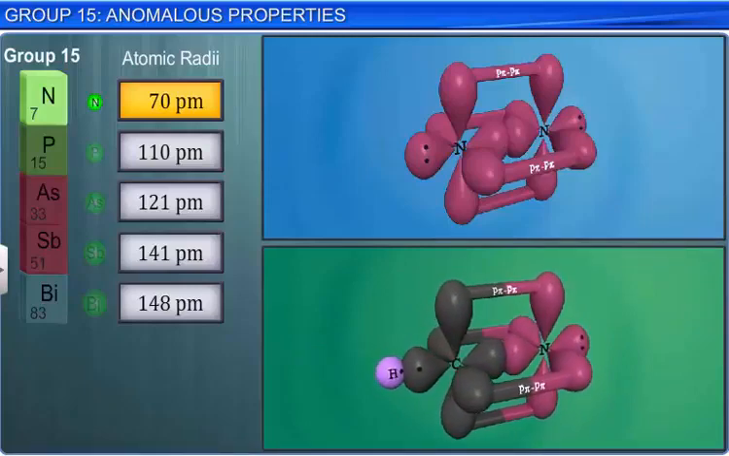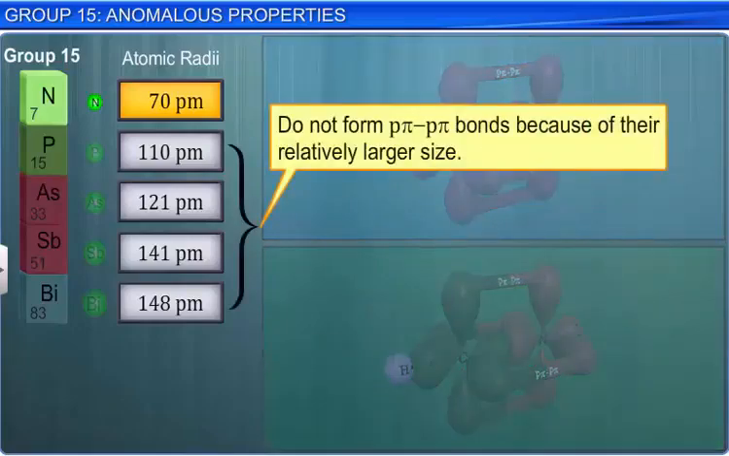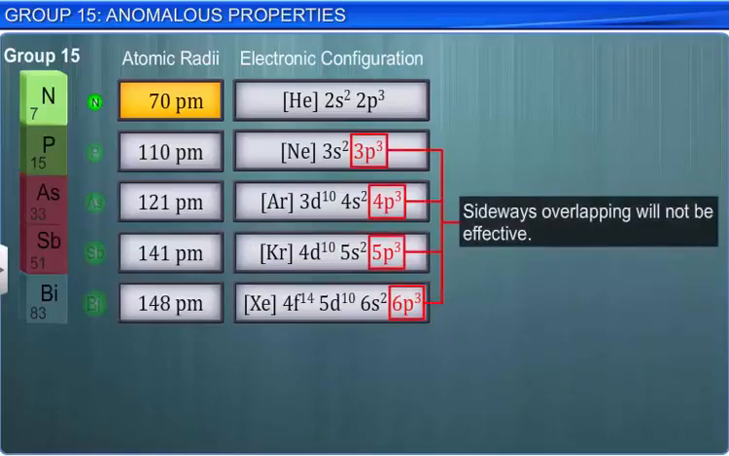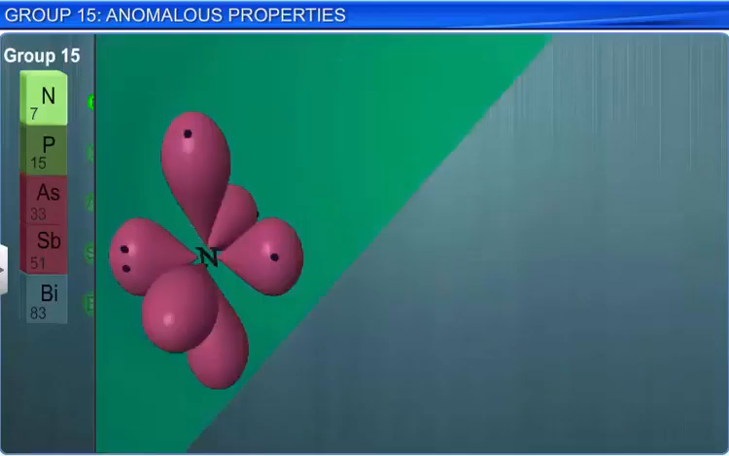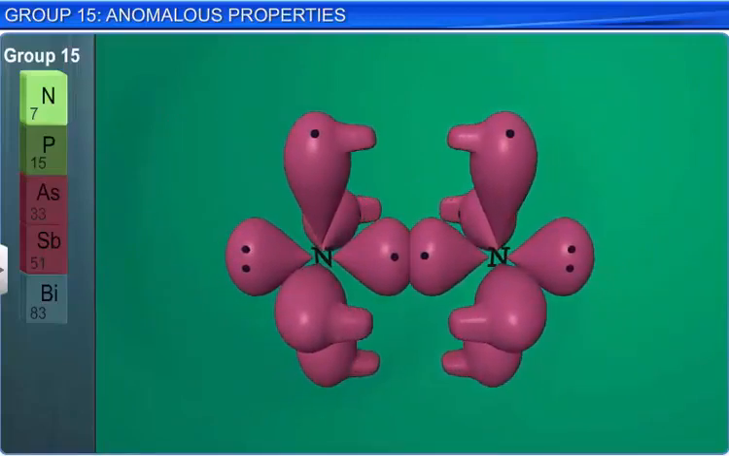The other elements do not form p-pi bonds because of their relatively larger size. In other words, the p orbitals of these elements are larger in size and, therefore, sideways overlapping will not be effective. The tendency of nitrogen to form p-pi bonds is one of the major features that distinguishes it from phosphorus and other group 15 elements.